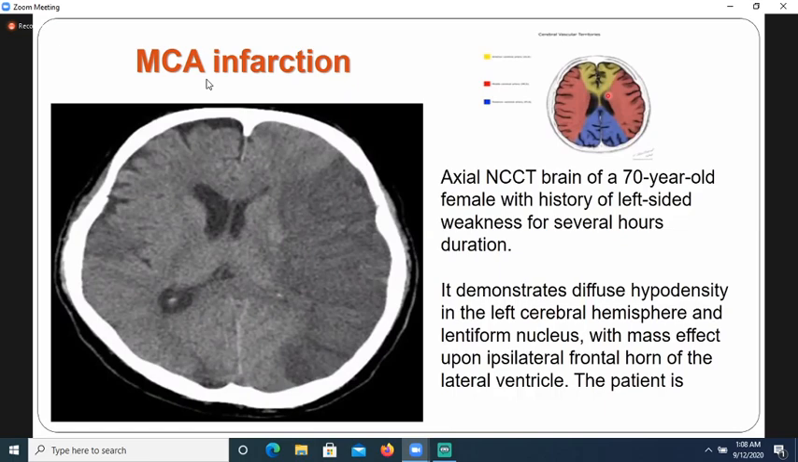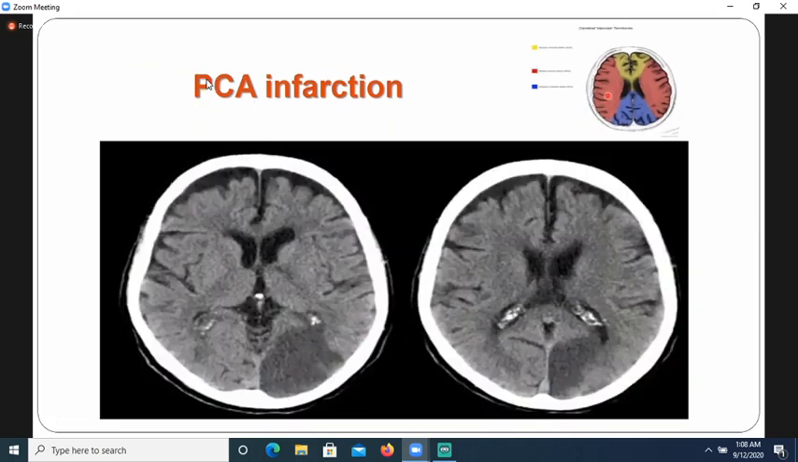Then there is a hypodense lesion in the left occipital region with somewhat of an effacement of the ipsilateral lateral ventricle. There is no midline shift. So this is in the territory of the posterior cerebral artery circulation. So this is the posterior cerebral artery infarction.